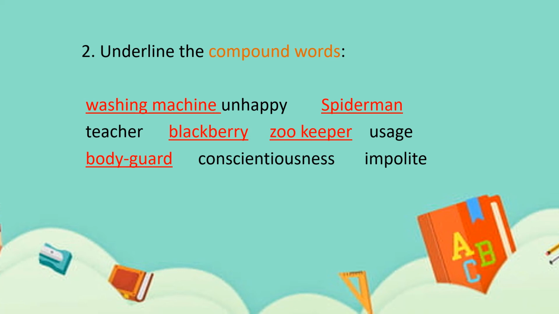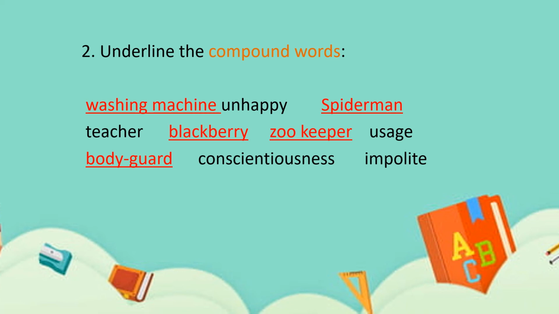The word bodyguard, of course, it has a hyphen. If you find the hyphen between a word and another, you exactly will be sure that it is a compound. Body and guard, it will be bodyguard.